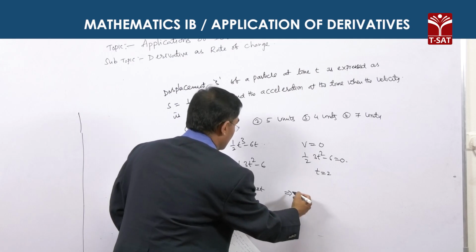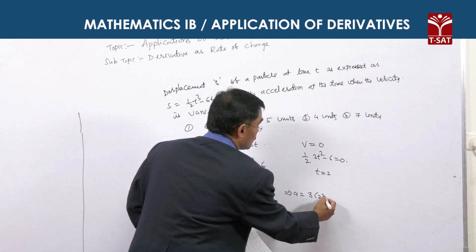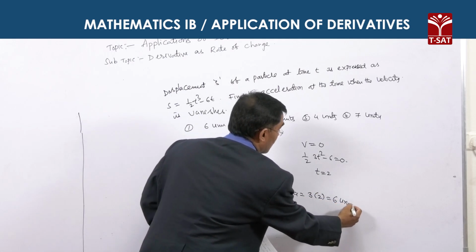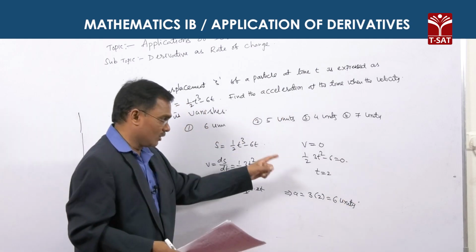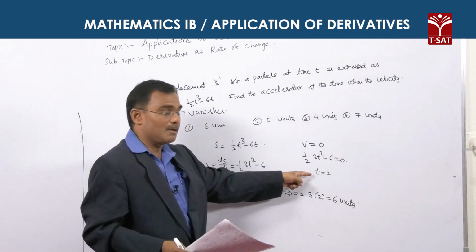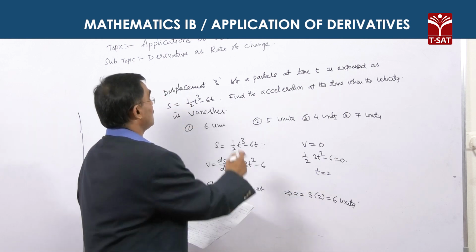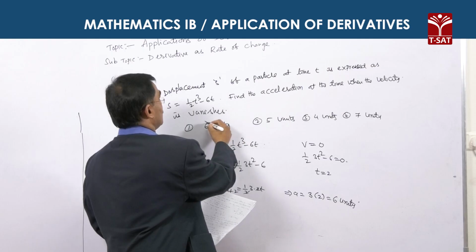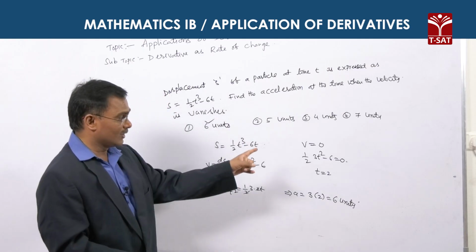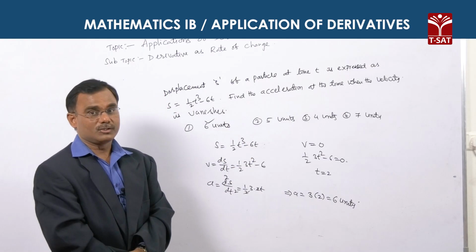At the time, acceleration a is equal to 6 units. Therefore velocity is 0. Then velocity is 0 at the time t is equal to 2. At that time t, acceleration a is equal to 6 units. Therefore, when velocity is 0, acceleration a is equal to 6 units.